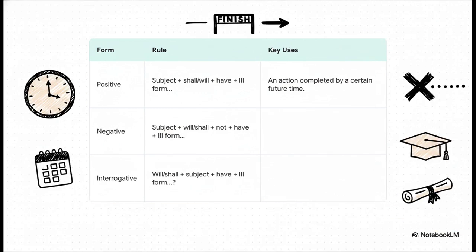Think of the future perfect as the deadline tense. It's perfect for talking about something that will be completed by a certain point in the future. The key word here is often by. For example, by 10 p.m., I will have finished my homework. The focus is on getting it done before that deadline.